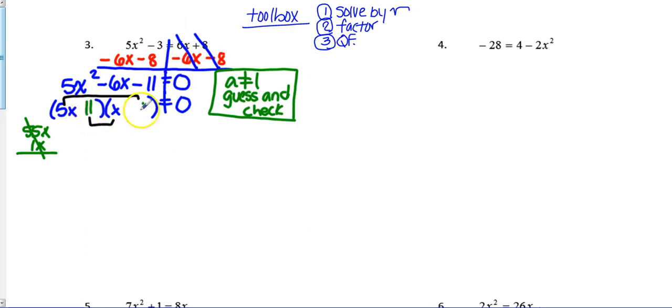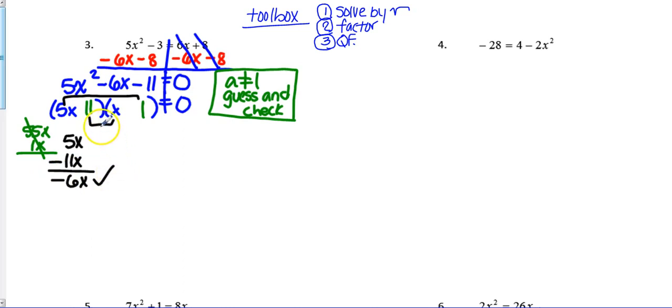So I'll put 11 here and 1 here. Let's see. The outer gets me 5x. The inner gets me 11x. C is negative, so I get to have one of these be negative. If I'm trying to add to a negative 6, if I make one of these negative, can I get that? Well, if 11 is negative, yeah, that works. 5x minus 11x gets me negative 6x.